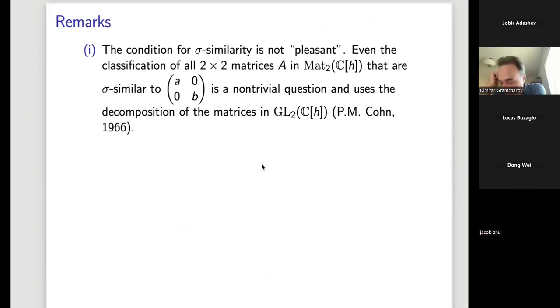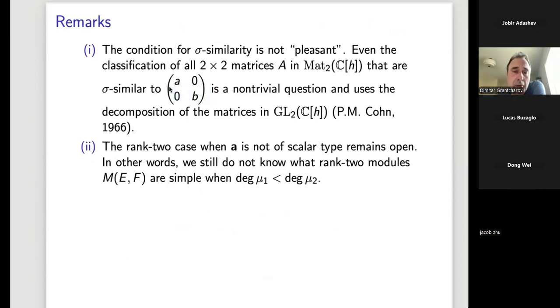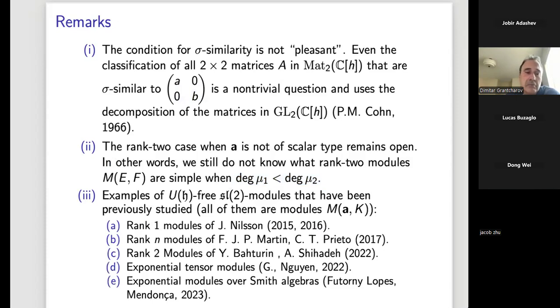With this in mind, a few remarks. So Kahn's paper is again from 66, and as I mentioned, we explore similarity to diagonal matrix, and this is quite non-trivial. If we go beyond the scalar type, which means the 2 degrees are different, we still don't know when the module is simple. And I collected 5 previous results on the subject. They are not ordered alphabetically or historically.